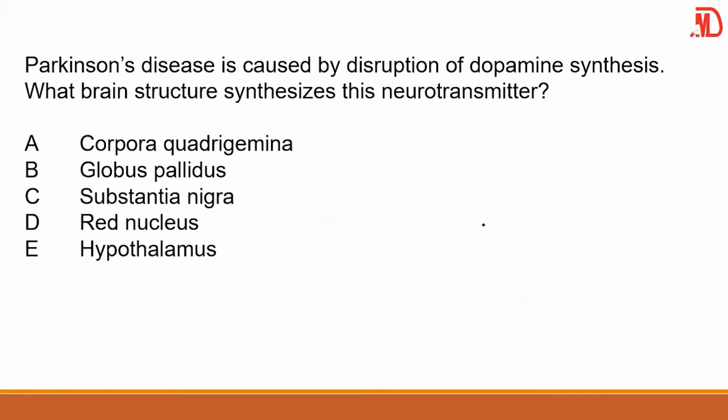So, Parkinson's disease. First of all, who can tell me where Parkinson's disease occurs in the brain? Is it in the brainstem, the midbrain, or the cerebrum? Who can tell me? Oh, nobody? Midbrain, thank you. Midbrain. And where do you think the corpora quadrigemina can also be found?